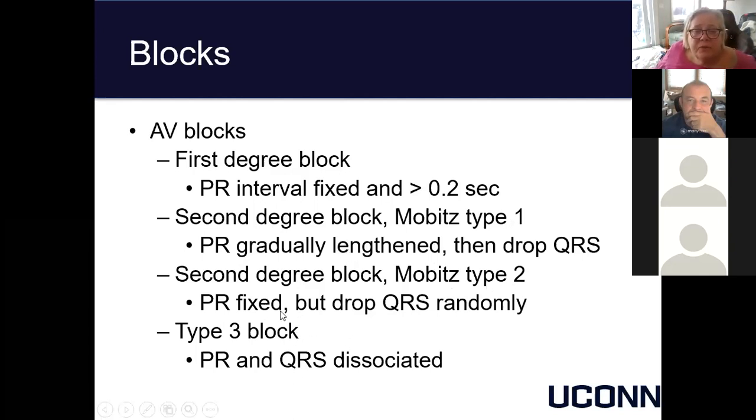And Mobitz type 2, you've got a good consistent PR interval, you've got good consistent P waves, but all of a sudden you've got a P wave without a QRS. Just all of a sudden missing. It's not premature, it's not late, it's just not there. Then again, your type 3 heart block, complete heart block, type 3 AV dissociation, is when P's are marching through, QRSs are marching through, and they have no relationship to one another.